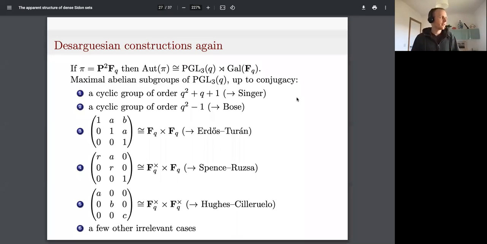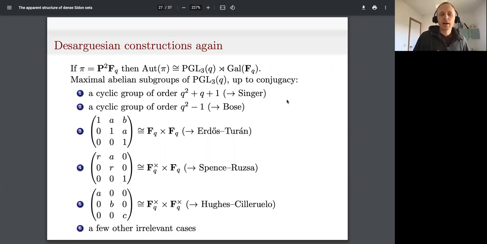So if you have an eigenvalue which has degree 3, then they all have degree 3. And it's possible that the eigenvalue is a generator of FQ cubed. And if that's true, then the element generates a cyclic group of order q squared plus q plus 1. That's a so-called Singer subgroup.